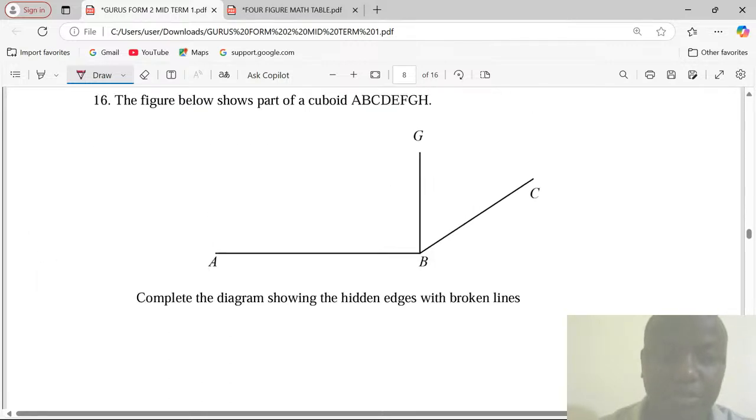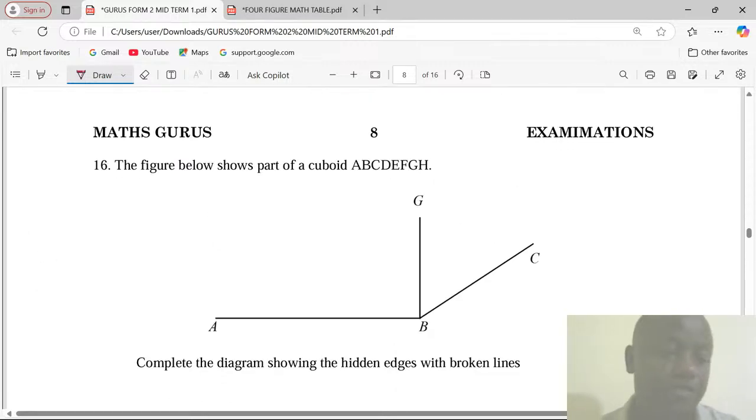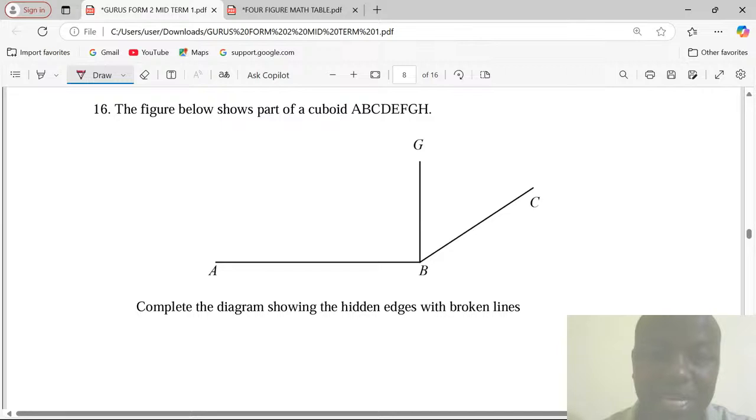Let's talk about number 6 now, which is from solids. The figure below shows part of a solid cuboid, ABCDEFGH. We have ABC, but we don't have D, E, F, G, H. Complete the diagram showing the hidden edges with broken lines.